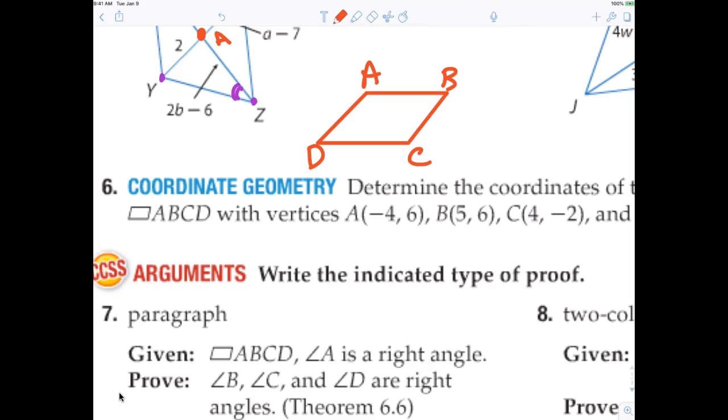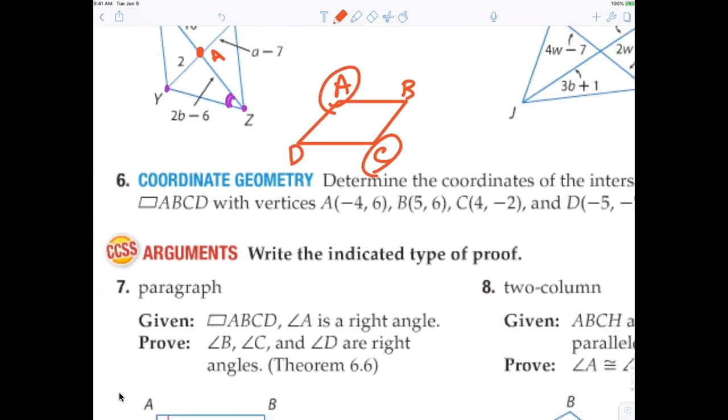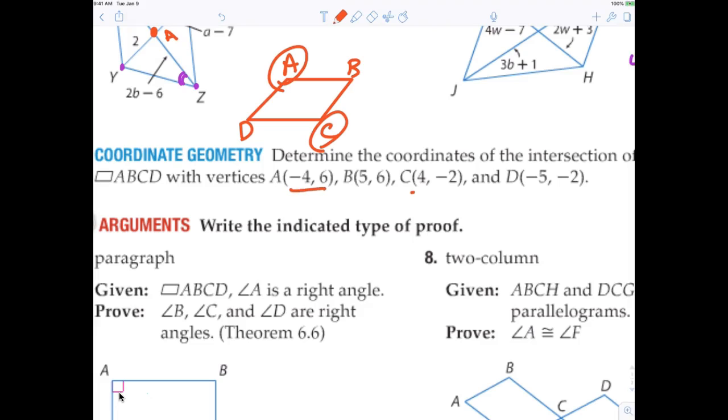Now, why is this so simple? Do I really need to find the midpoint twice? No, because it is the same point. If you want to prove that to yourself, you can. But all I need to do is find point A and point C and do the midpoint. And that would be the answer. So here is A and here is C. Add them up. Divide by 2.